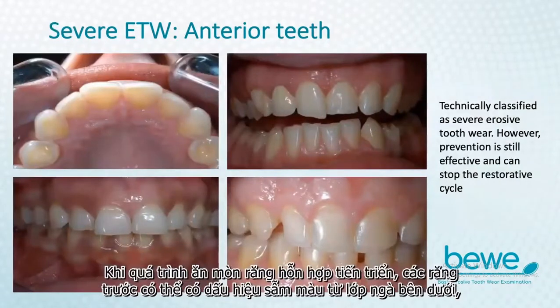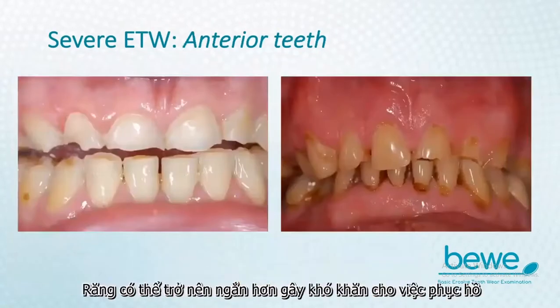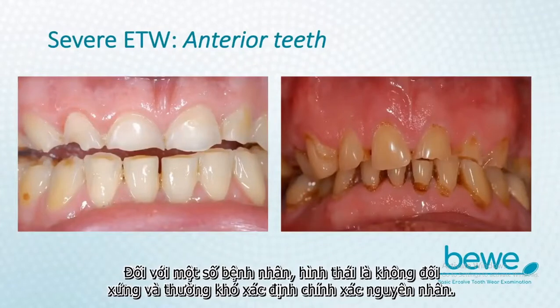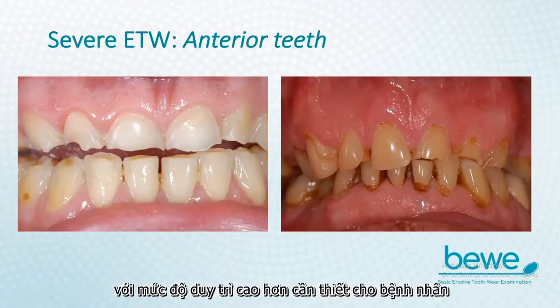As erosive toothwear progresses, anterior teeth may show signs of darkening from the underlying dentine, grooving or wear along the incisal edge, and shortening of the clinical crowns. The teeth can become shorter, which makes it difficult to restore. For some patients, the pattern is asymmetrical and often it is difficult to be precise about the cause. Once it gets to this stage, treatment becomes increasingly complex, with a higher level of maintenance necessary for the patient.